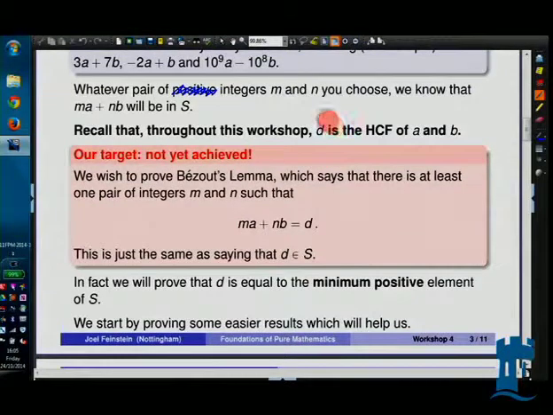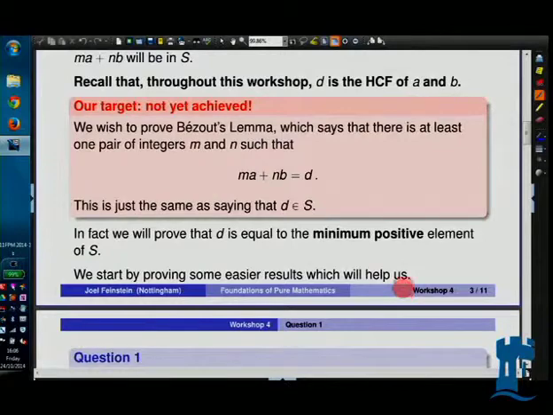Actually, we're going to prove more. We're going to prove that D is equal to the minimum positive element of that set S. We first start with something easy, because let's check there's at least some positive elements in S. Otherwise, it wouldn't make sense to talk about the minimum positive element of S if there weren't any positive ones. And when I say positive, I mean strictly positive, because 0 is boring, right?